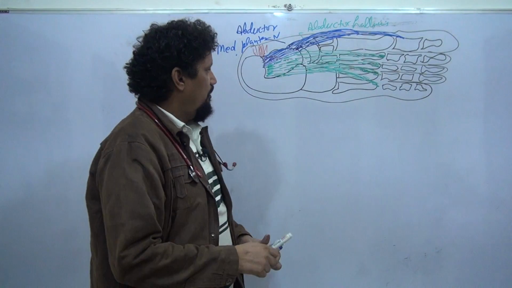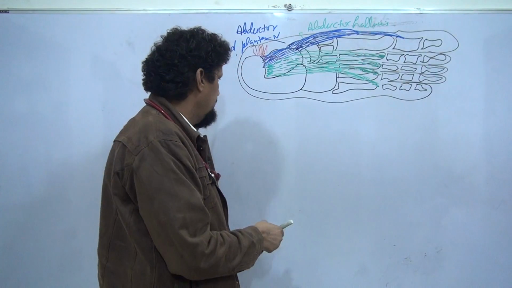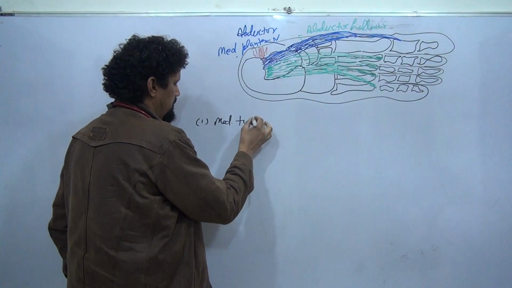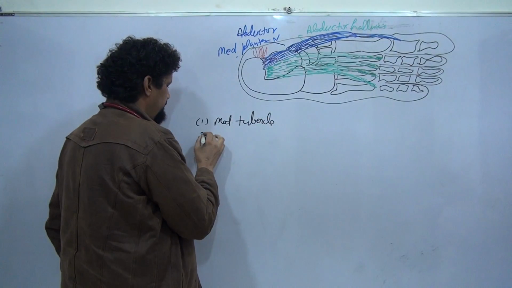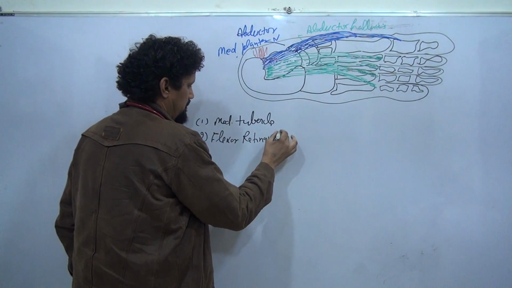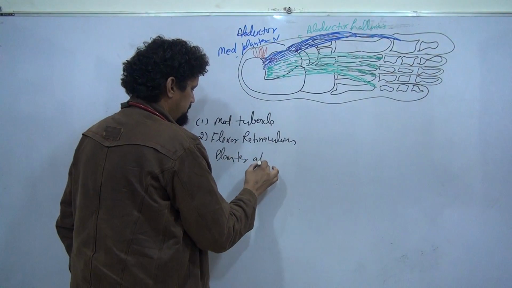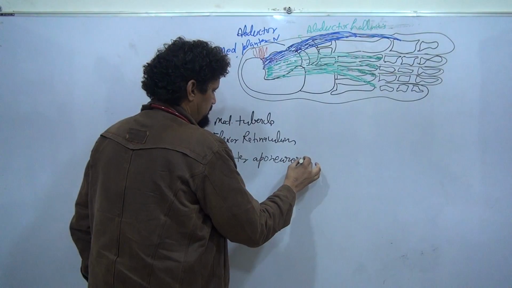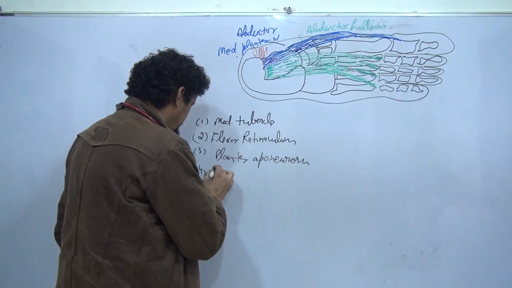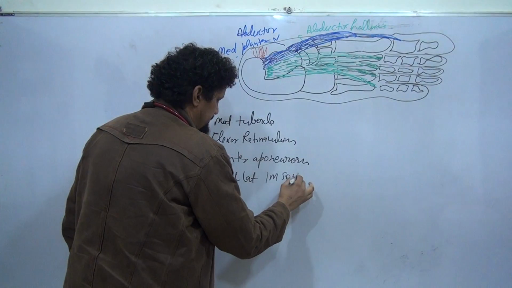So the origin of the flexor digitorum brevis is from the medial tubercle of the calcaneus, the flexor retinaculum, the plantar aponeurosis, and the lateral and medial intermuscular septa.